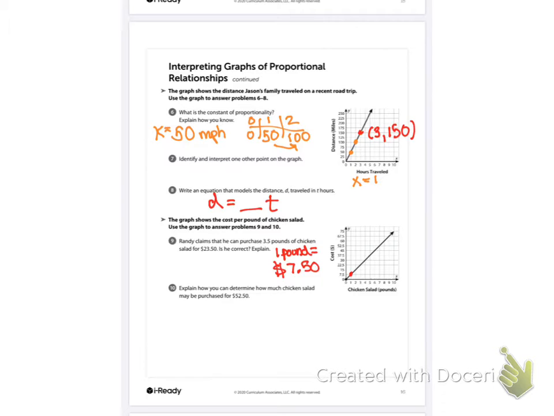For number 10, it wants to know how much chicken salad. Remember, the cost for 1 pound is going to stay the same. So it's still $7.50. Can you buy it for $52.50? Think about the answers to those. If you're not sure, you need more help, show up for tutoring on Wednesday.